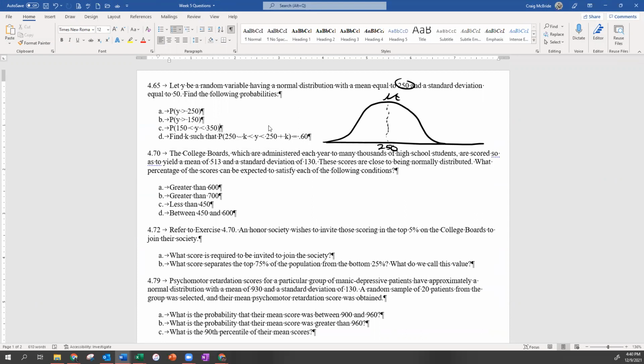They say if you go up a certain distance, so if we go plus k, right here would be 250 plus k. So some distance k, get that cut off, and then go the same distance below. So this point here is 250 minus k. If let's just say k equals 30, then this would be 280 and this would be 220. The idea is that the area in between these is 60% of our data. Well, if this is 60% of our data, we know there's 40% left over. So how much is in this tail right here?